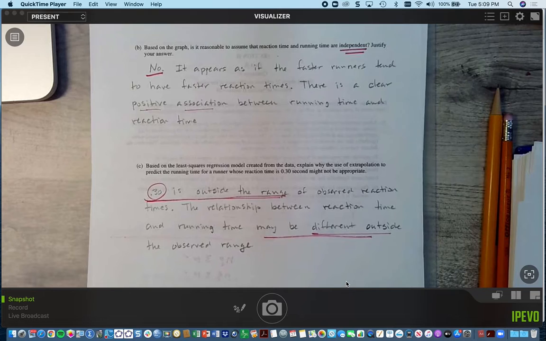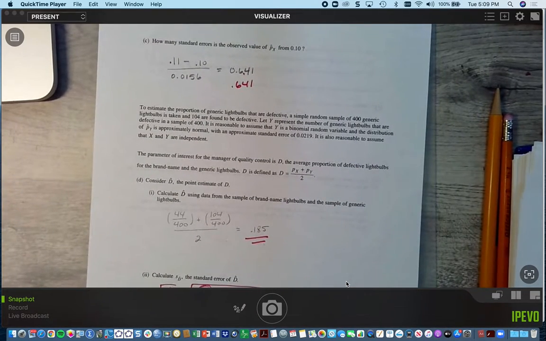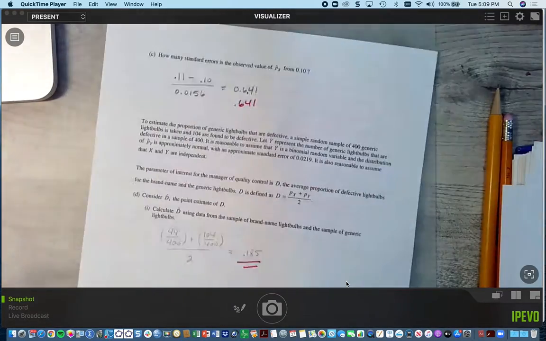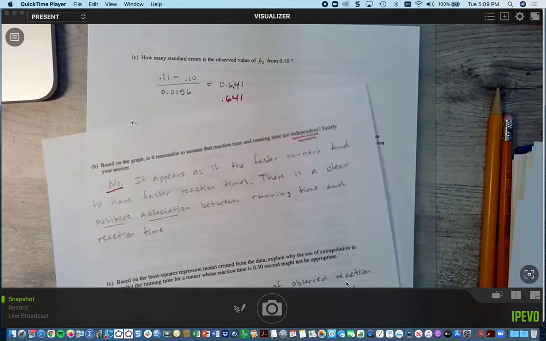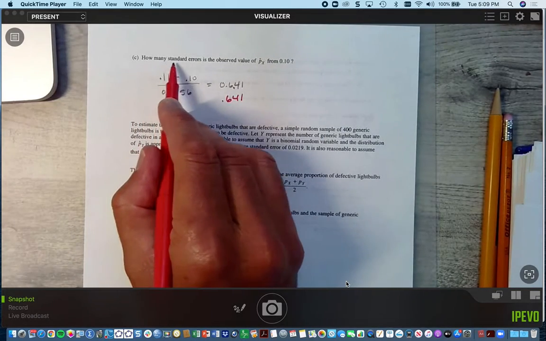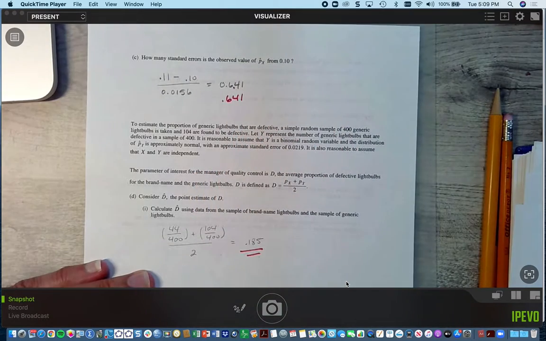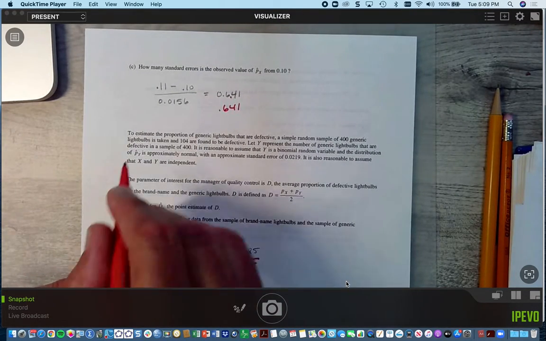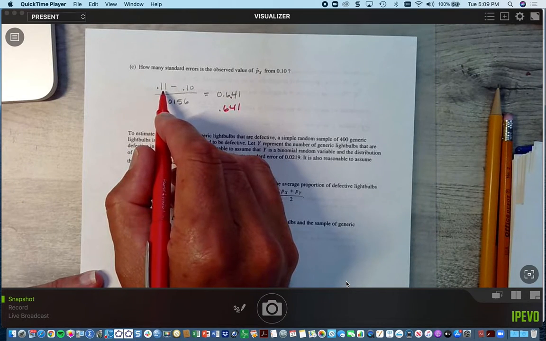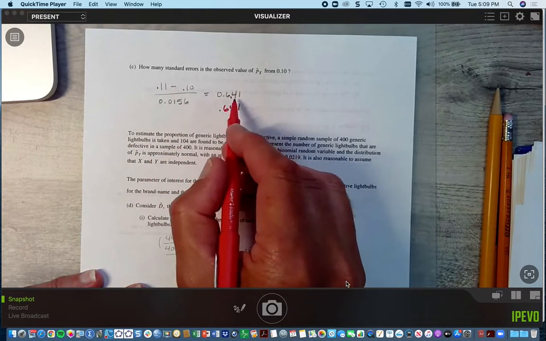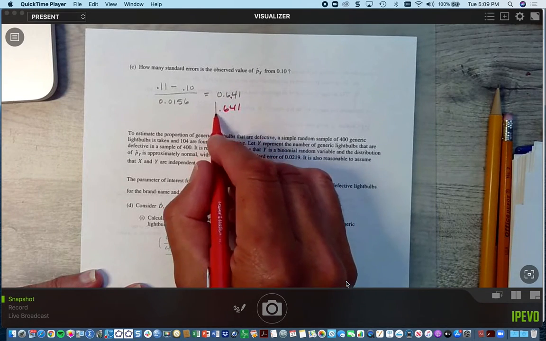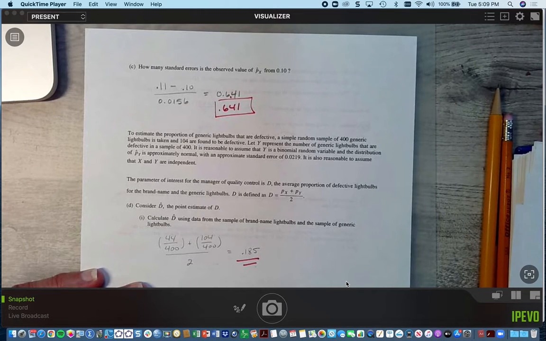Okay, and then for part C: how many standard errors is the observed p hat from 0.1? The observed p hat was 11%, 44 out of 400, minus 10%, and then divide by the number that I got in part B. I thought that my decimal was off here a little bit, but it was 0.641. So 0.11 is 0.641 standard errors away from 10%.